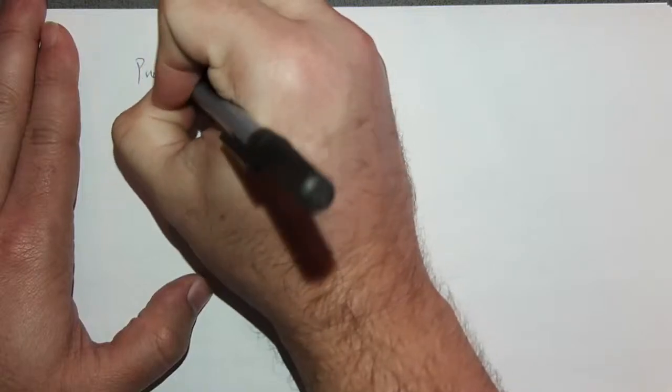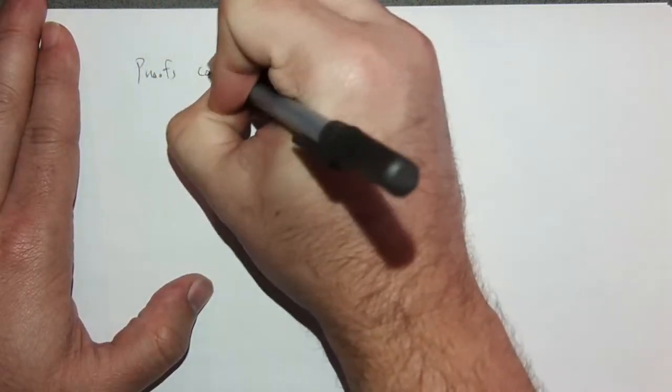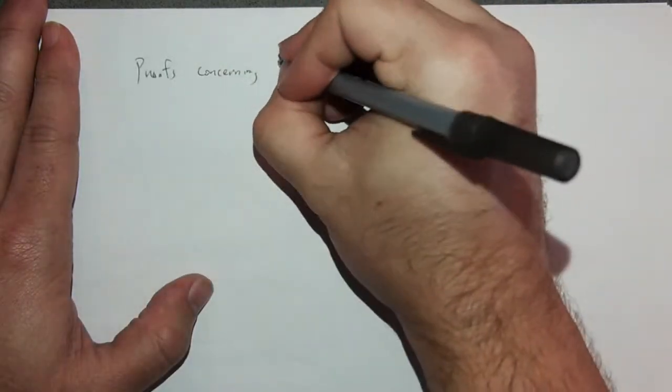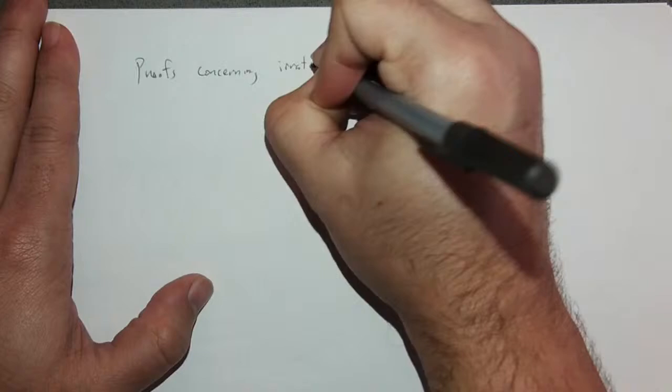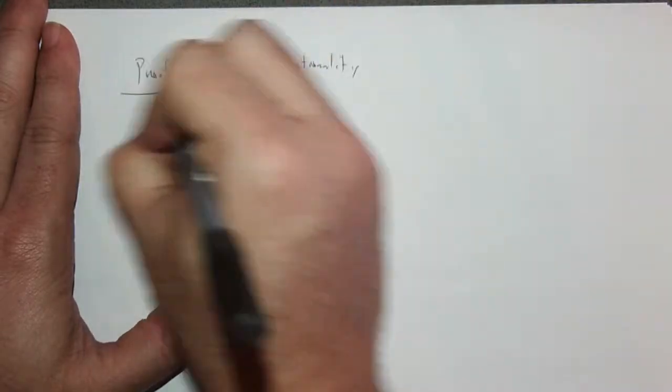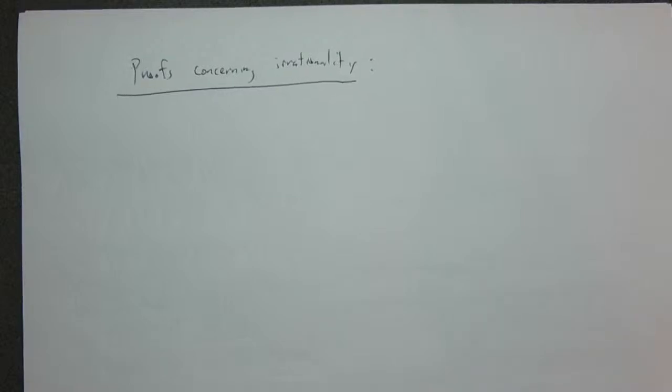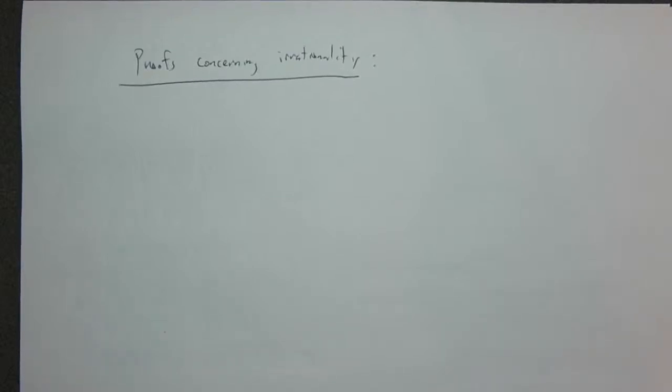So that's that. Now, the next application of unique factorization concerns proofs concerning irrationality. These were some of the first actual math proofs that you did concerning, like, the irrationality of square root of 2, square root of 3, stuff like that.